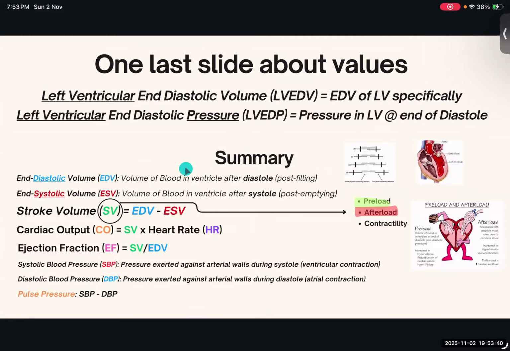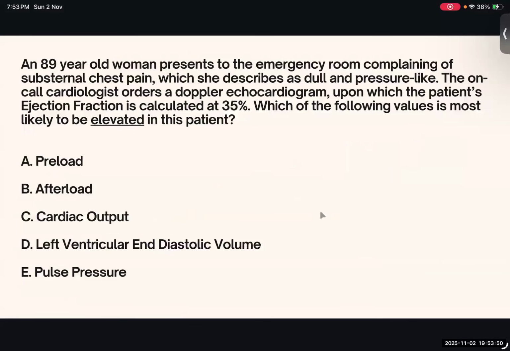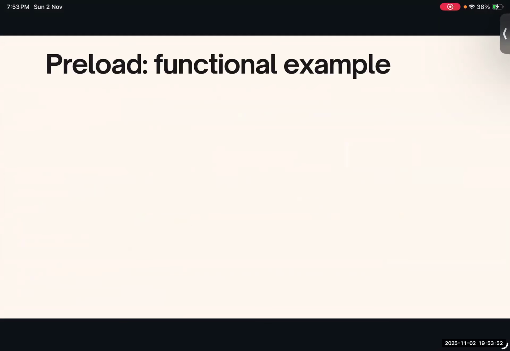So just remember EDV, ESV, stroke volume, cardiac output, ejection fraction. These are all very important ideas. Now we're going to be correlating them with all the graphs and things that you see in the lectures. So let's get a functional example of preload. So again, like we said, preload is going to be stretch of the myocytes.